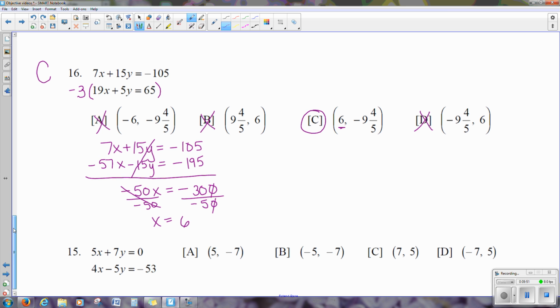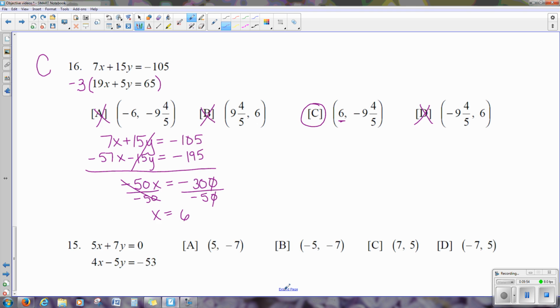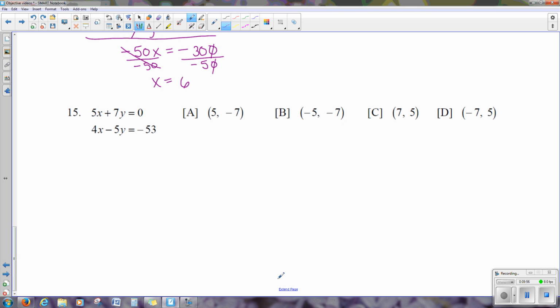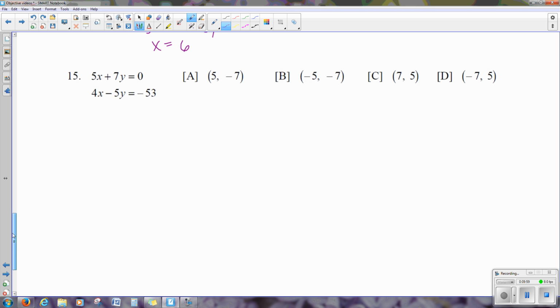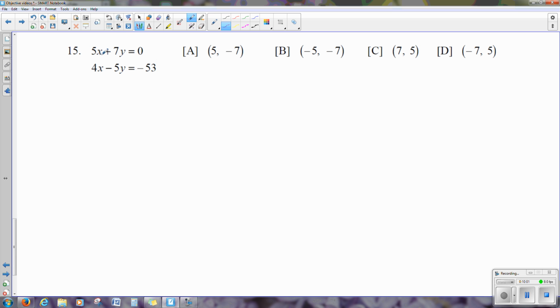All right, the last one. Remember, on the other ones, we either had things that were already all set up to cancel each other out, or we had to multiply one of these by a negative. Now, when we look at these 5x and 4x, there's no multiple there. And 7 and negative 5, we don't have one that's a multiple of the other one. So what we're actually going to have to do here is multiply both of these equations by something in order to get these to match up and cancel out.